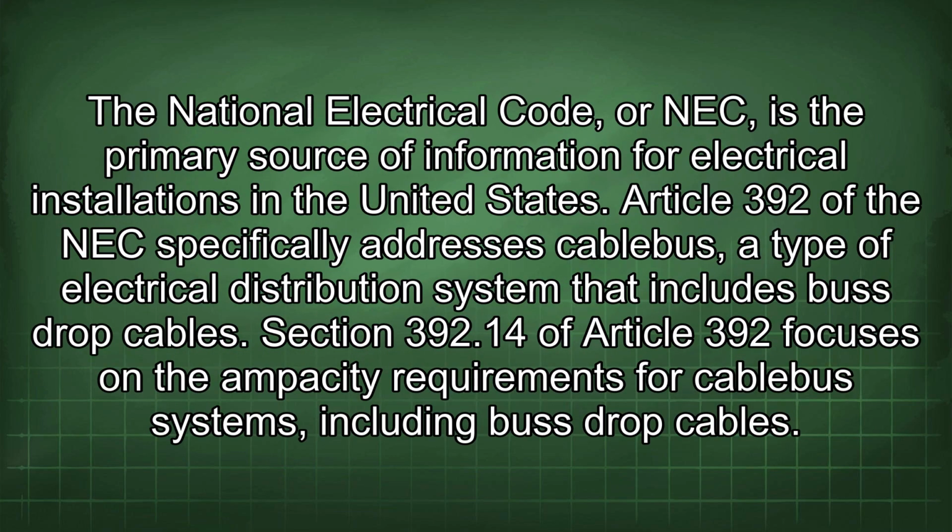The National Electrical Code, or NEC, is the primary source of information for electrical installations in the United States. Article 392 of the NEC specifically addresses cablebus, a type of electrical distribution system that includes bus drop cables. Section 392.14 of Article 392 focuses on the ampacity requirements for cablebus systems, including bus drop cables.